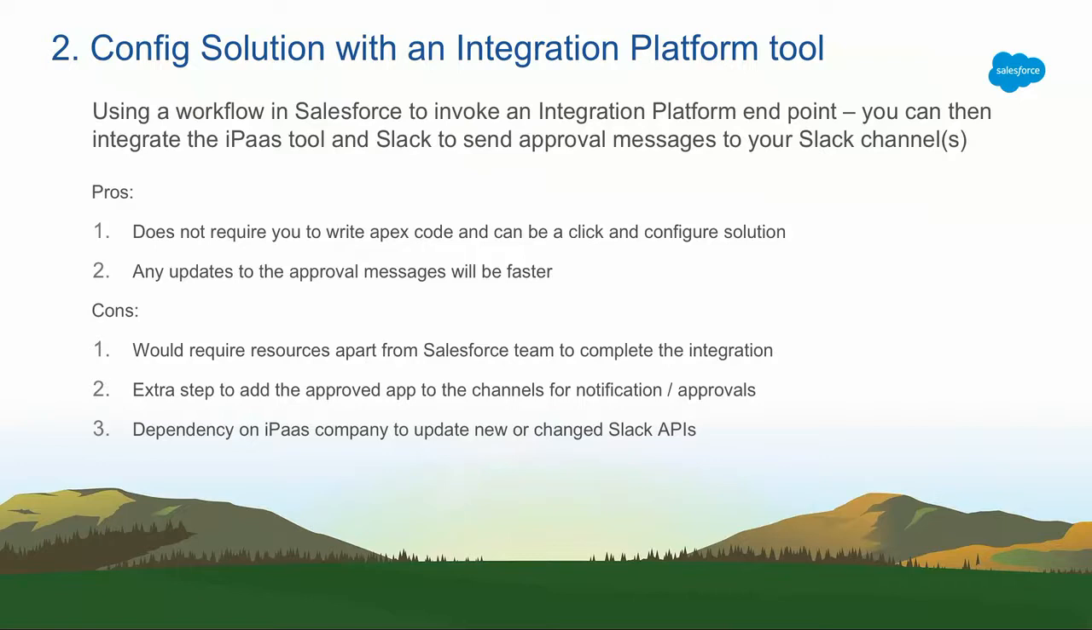Lastly, Salesforce and Slack both have APIs that are quickly changing and evolving. You will be dependent on that IPaaS company to make sure that they're using the newest ones or deploying quickly such that you can use the newest formats.